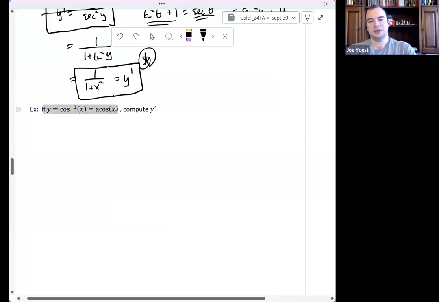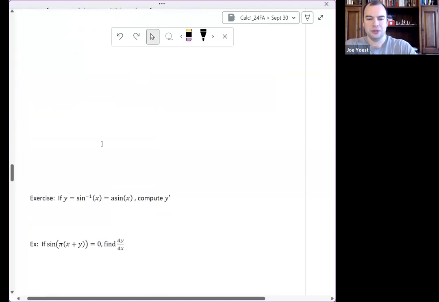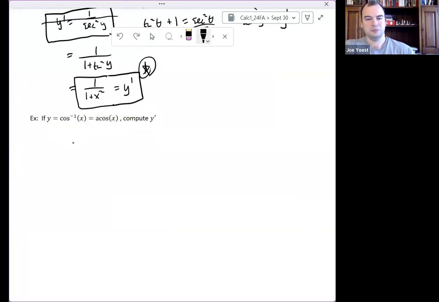All right, let's look at the derivative of arc cos. So if y equals the inverse cosine of x, what is y prime? We'll leave as an exercise computing the inverse sine derivative. But we'll use the same strategy, right? Cos of y equals x. And then we take d by dx of both sides.